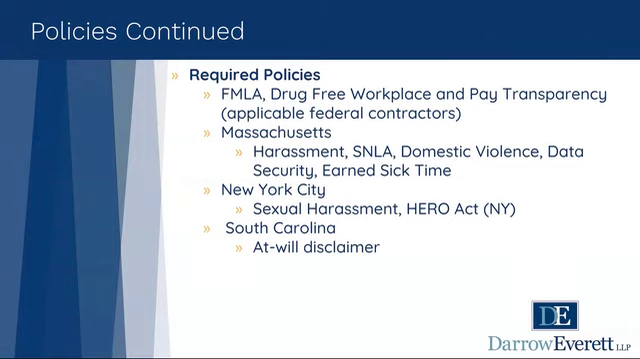There's the Short-Term Leave Act, the Small Necessities Leave Act is what it's called in Massachusetts. Domestic violence requires a policy as well for employers at certain thresholds. Data security and earned sick time are the best policies to have in your employee handbook because you're required to have those policies available to the employees. New York City similarly has a required sexual harassment policy and annual training and refreshers. And the HERO Act, which we just talked about a couple slides back, is a required policy to have in New York State. Similar with South Carolina, the at-will disclaimer that we discussed a little bit as well.